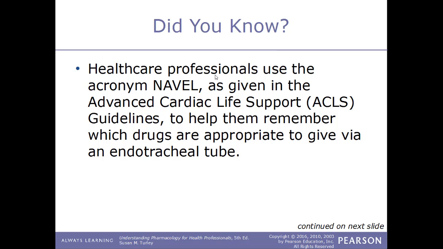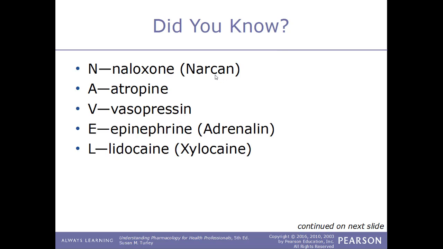The acronym that's used is NAVEL, N-A-V-E-L. This acronym helps people to remember what drugs can be used on an endotracheal tube for an adult. Here are the drugs that those letters represent. N for naloxone, also known as Narcan. A is atropine. V, vasopressin. E, epinephrine, more commonly known as adrenaline. And L, lidocaine, also known as xylocaine. So these are the drugs that are appropriate to be administered by the endotracheal route for an adult.